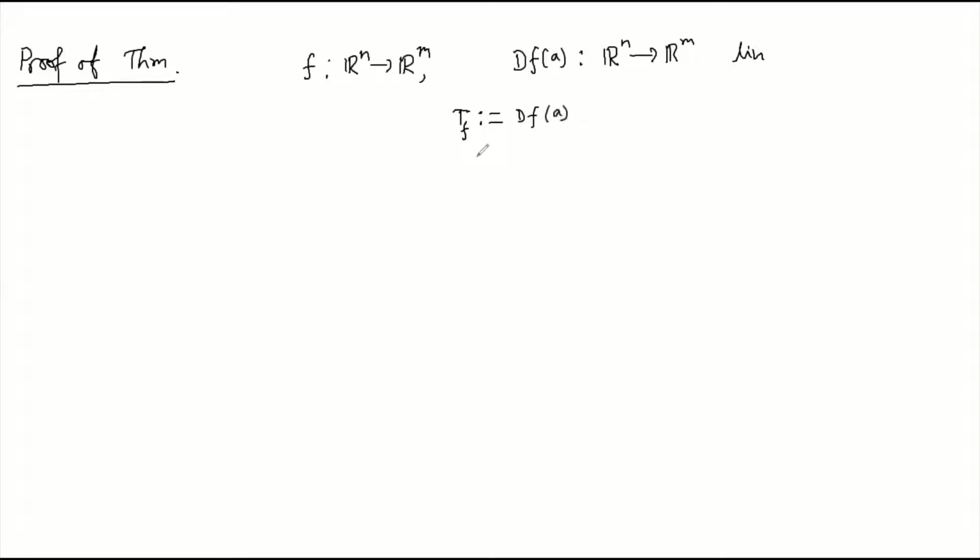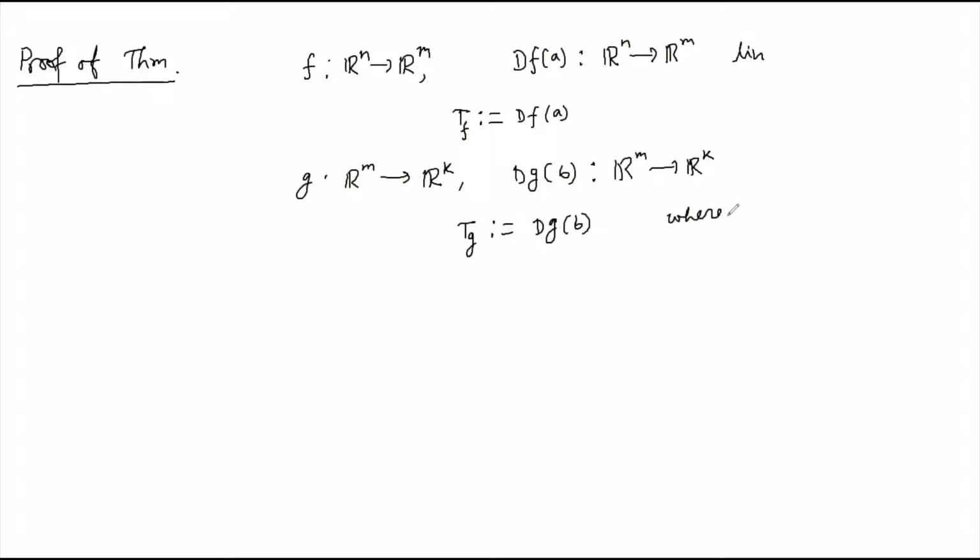And g is from Rm to Rk, and its derivative dg at B, where B is equal to f of A, is linear from Rm to Rk. We denote this linear transformation by T sub g. So we define T sub g equal to the derivative of g at B, where f of A equals B belongs to Rm.